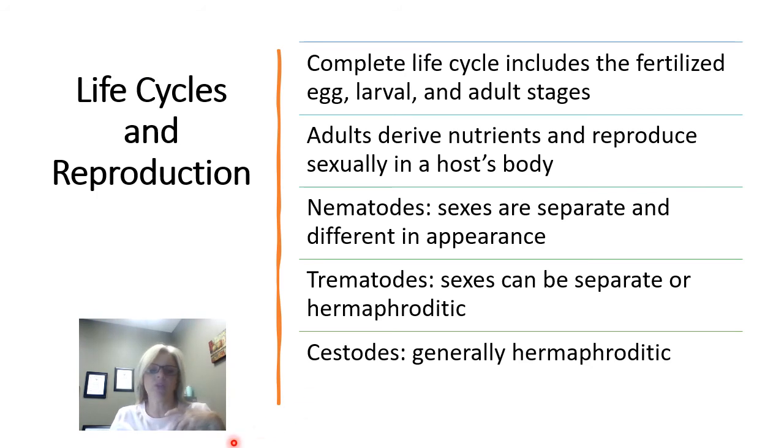Most adults get their nutrients and reproduce sexually in the body of a host. Nematodes are going to have different or appear as different sexes. Trematodes can be either a separate sex or they can actually be hermaphroditic, meaning they can have the male and female sex organs in the same individuals. And then cestodes are usually going to be hermaphroditic.